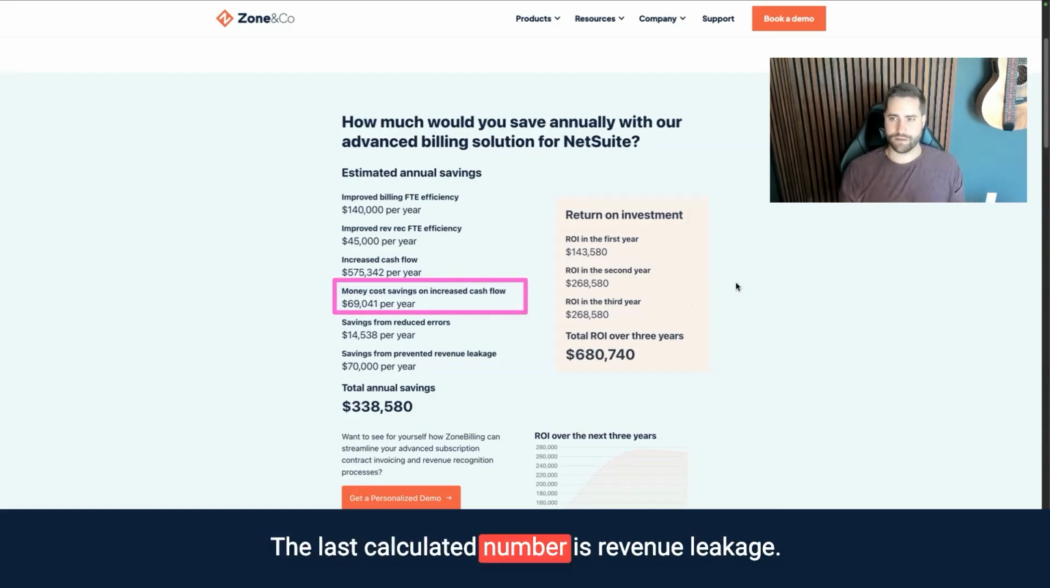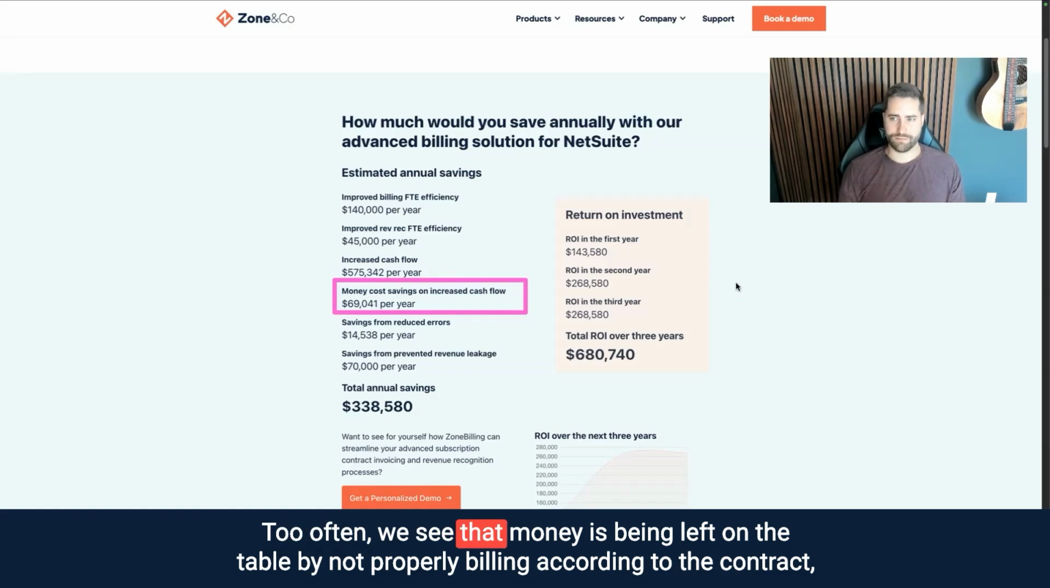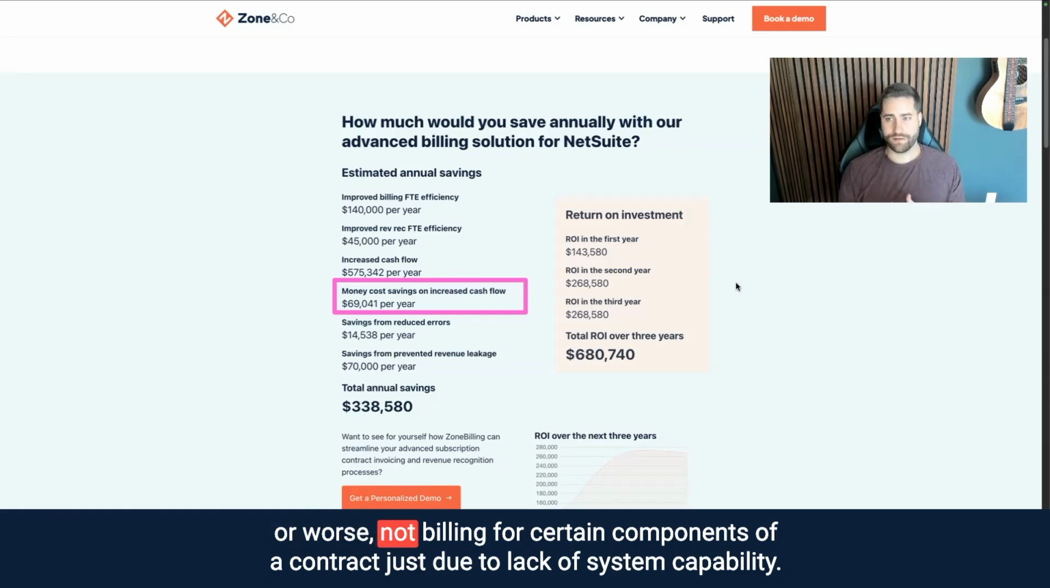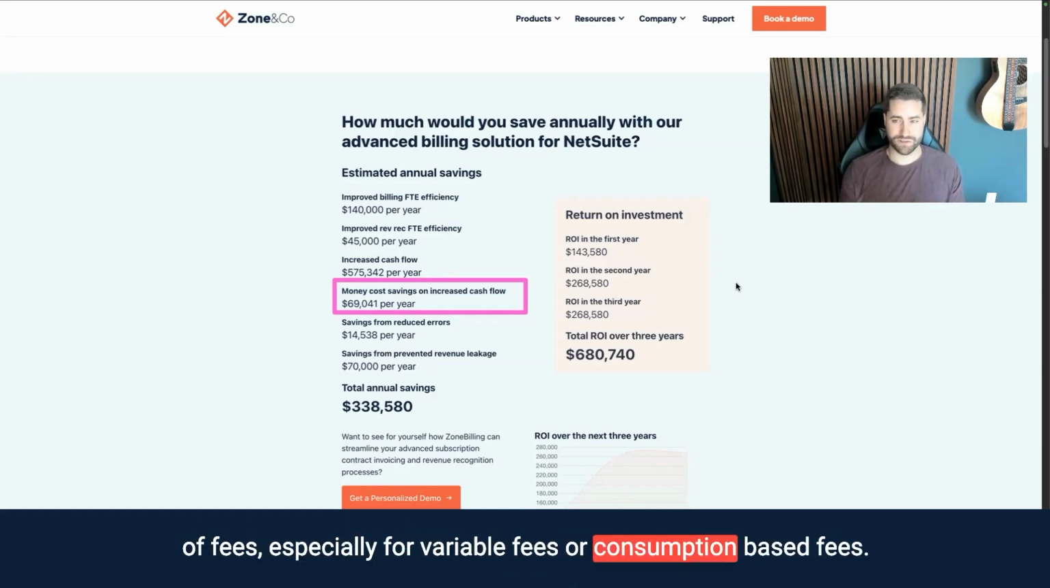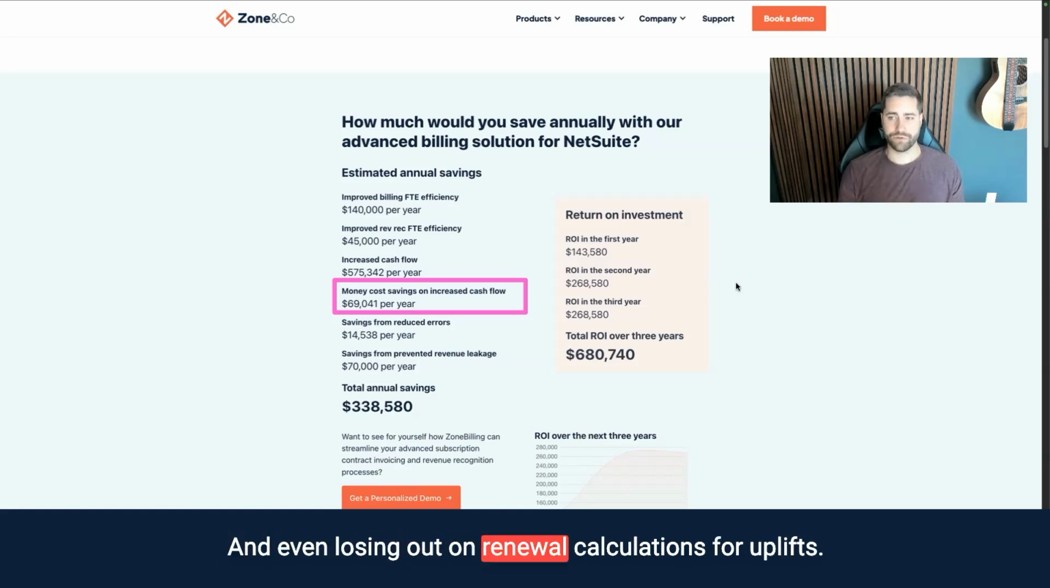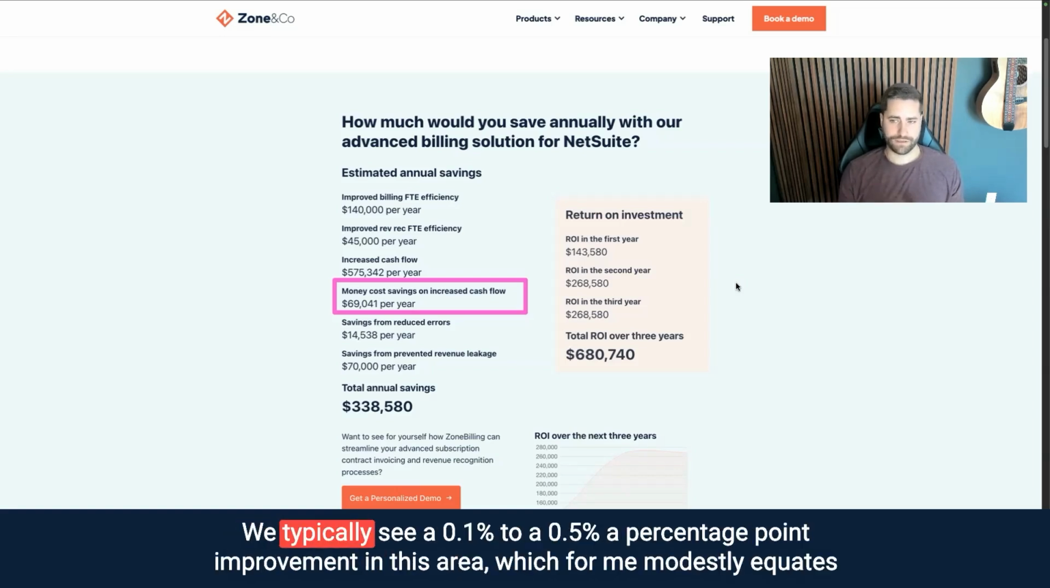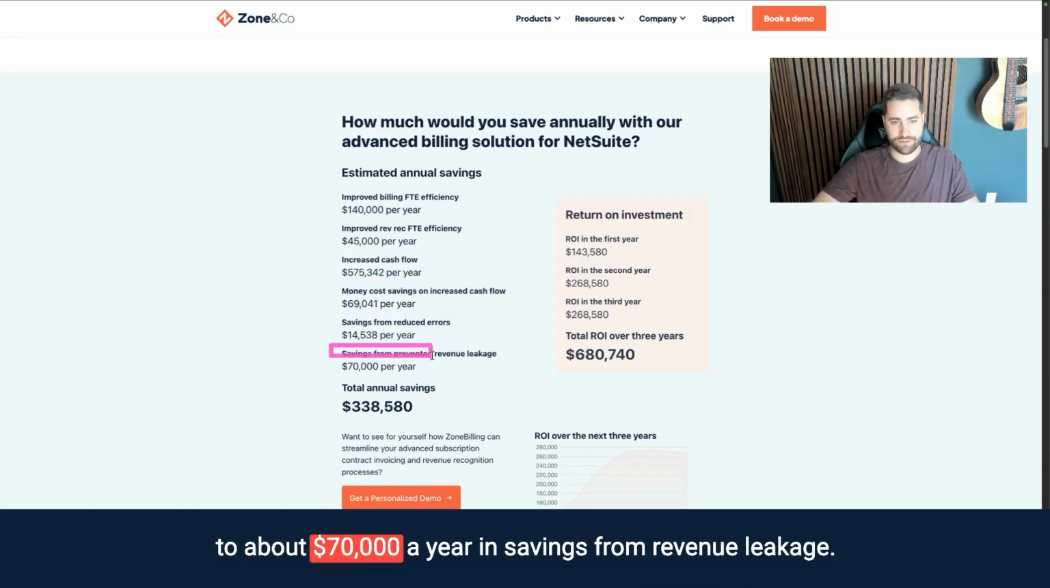The last calculated number is revenue leakage. Too often we see that money is being left on the table by not properly billing according to the contract, or worse, not billing for certain components of a contract just due to lack of system capability. So this could be in the form of losing money by not billing for prorated periods or partial periods, not billing the proper amount of fees, especially for variable fees or consumption-based fees, and even losing out on renewal calculations for uplifts. We typically see a 0.1% to 0.5 percentage point improvement in this area, which for me modestly equates to about $70,000 a year in savings from revenue leakage.